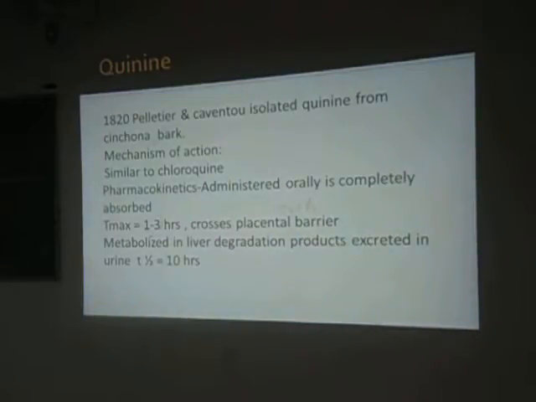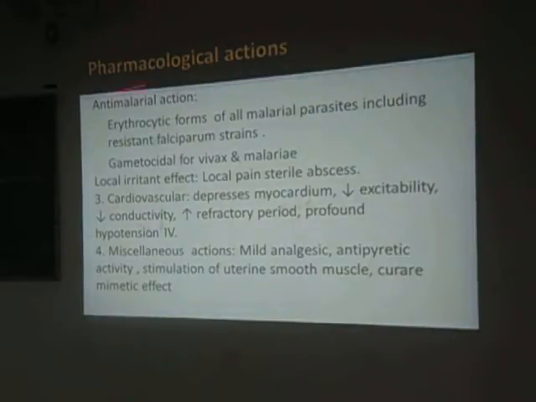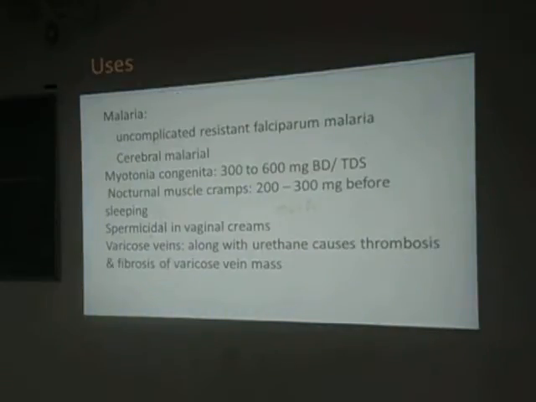Amodiaquine is a similar drug. Quinine, okay, this is a drug from cinchona alkaloid. It has more cardiac toxicity, but also has a plus point: it is used as a first-line anti-arrhythmic drug. The drug is commonly used in cerebral malaria. The half-life is around 10 hours, which is less compared to chloroquine. So it can be used for gametocytes of vivax malaria. Cardiac toxicity will be there, hypotension will be there.